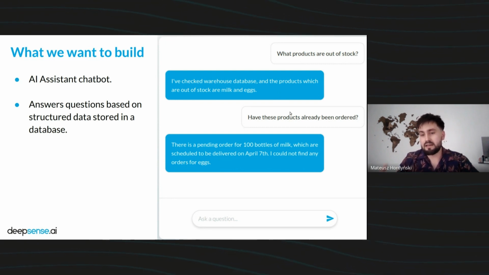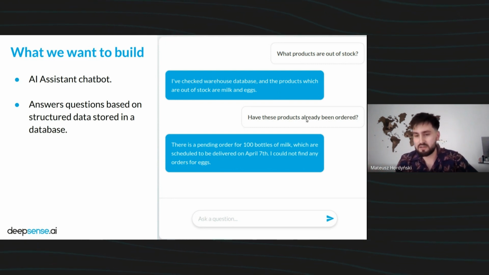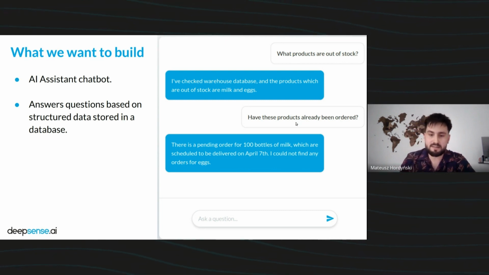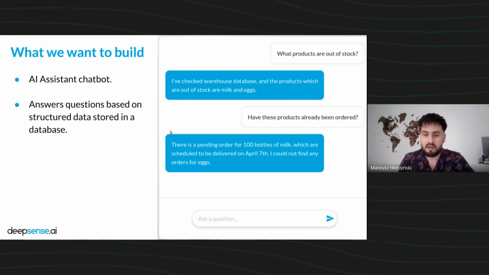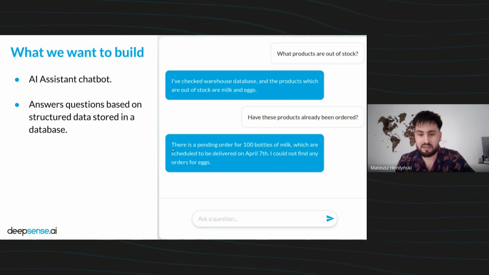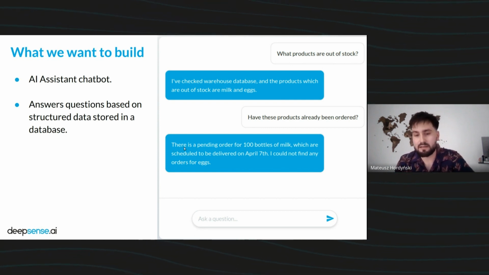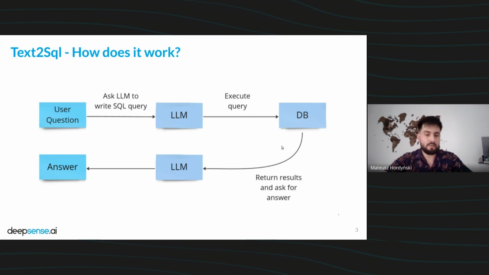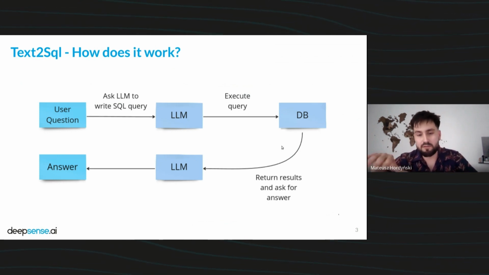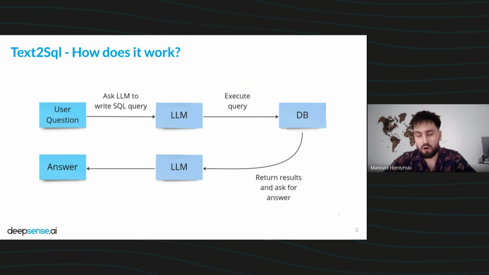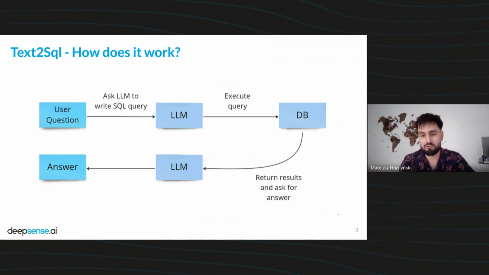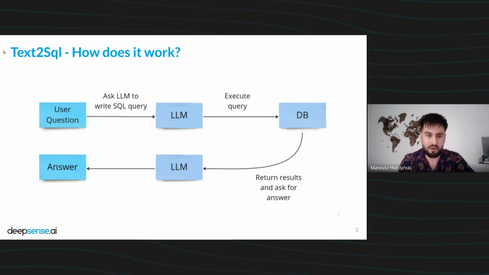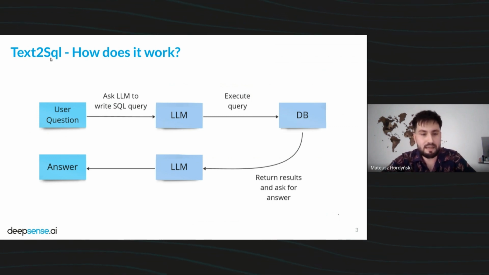After that, we have another follow-up question: have these products already been ordered? And again, our assistant was able to answer that question. It answered that there is a pending order for 100 bottles of milk, which are scheduled to be delivered on some date, but it couldn't find any orders for eggs. Usually we call these types of approaches, where we call the database through a natural language interface, the text to SQL approach. And you may ask me, how does it work?